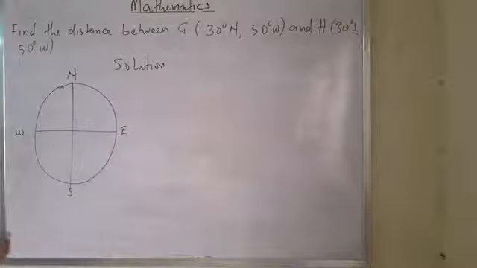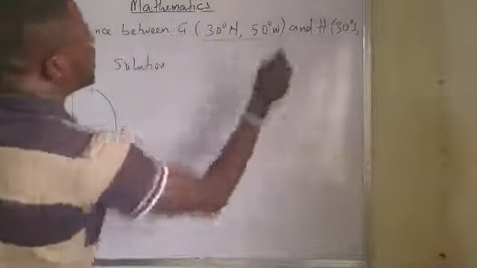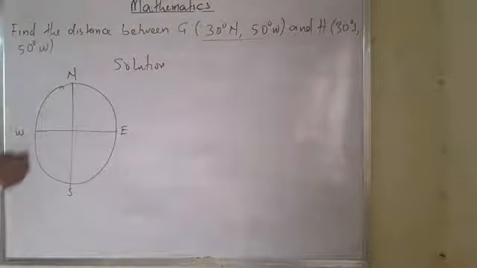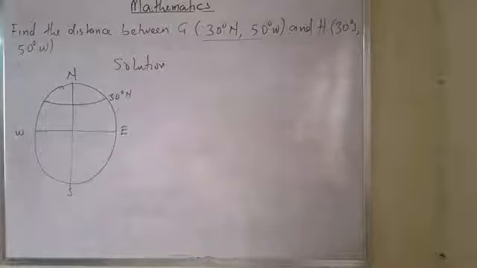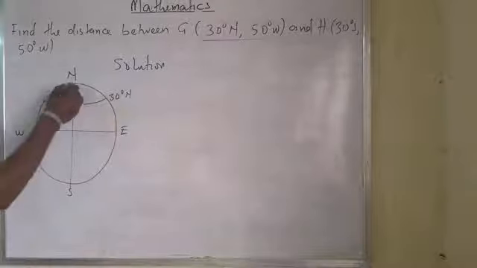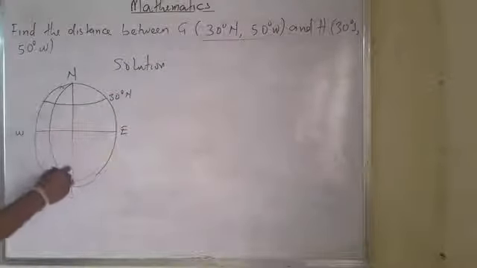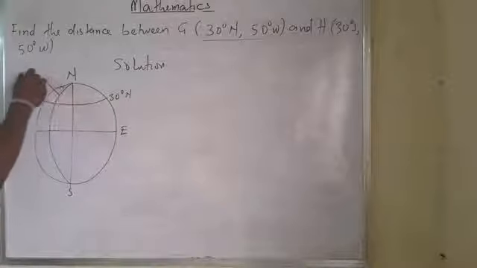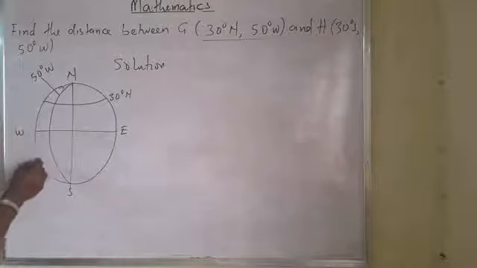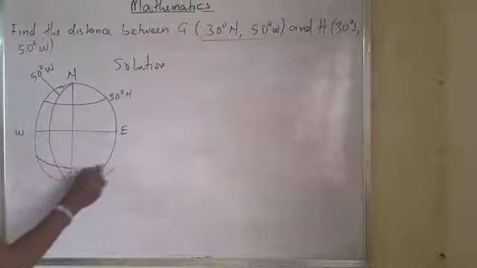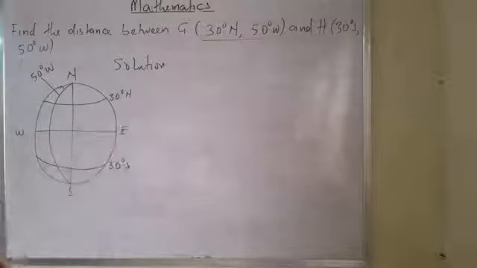The first location is G. G is 30 degrees north and 50 degrees west. That is very good. And the second one is 30 degrees south, and what else? 50 degrees west. Very correct. That is all.